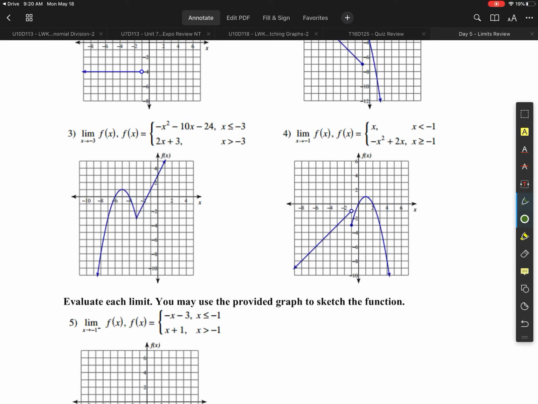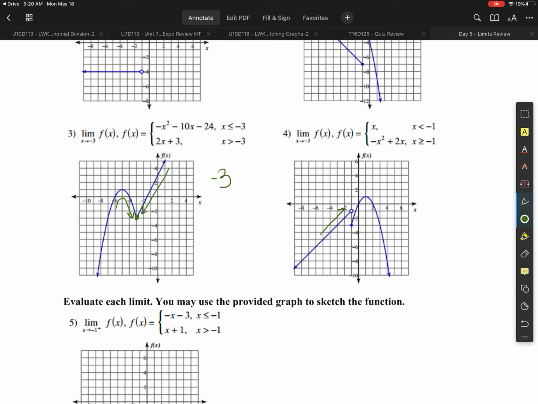Alright, so the limit as we approach -3. As we come down this, as we come around here, they merge at the exact same thing. As we go towards -3, we approach -3.